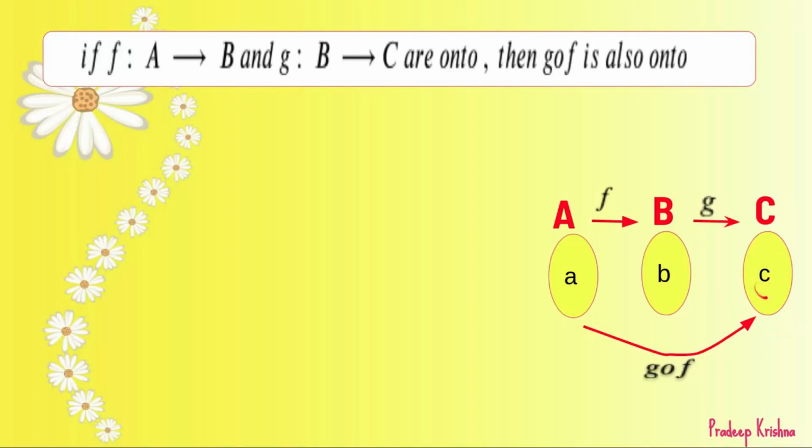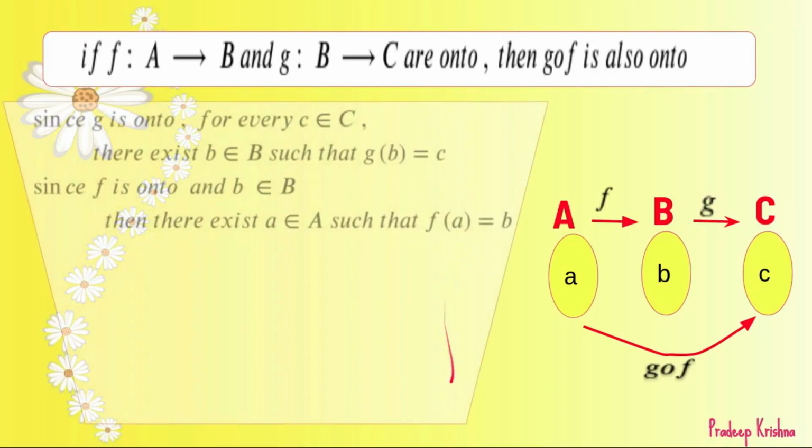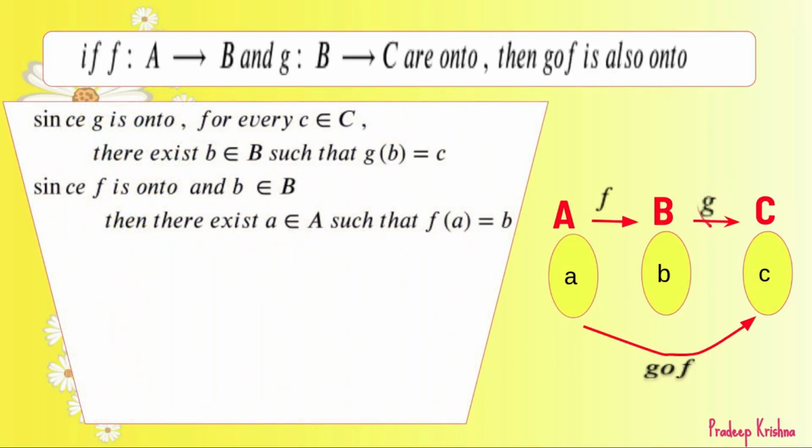Now we take a c belongs to C, and g is an onto function is given. So there exists a b belongs to B such that g of b equal to c. Since g is onto, any element we take has a pre-image. So g of b equal to c. Also f is onto, so every element of B has a pre-image under f. So there exists a belongs to A such that f of a equal to b.